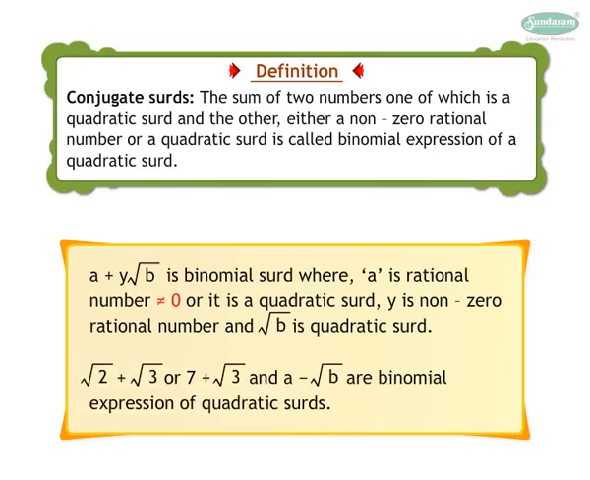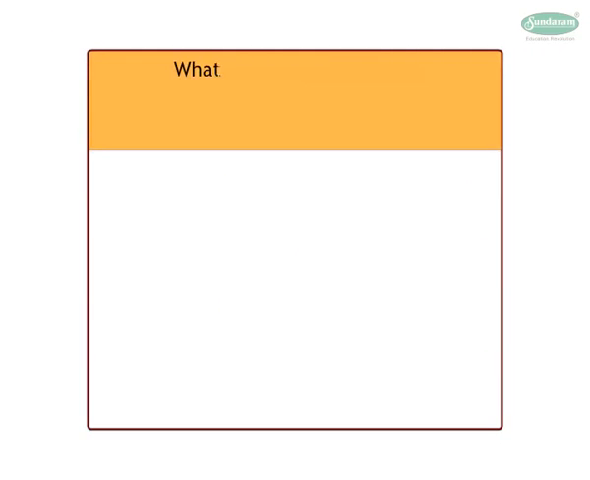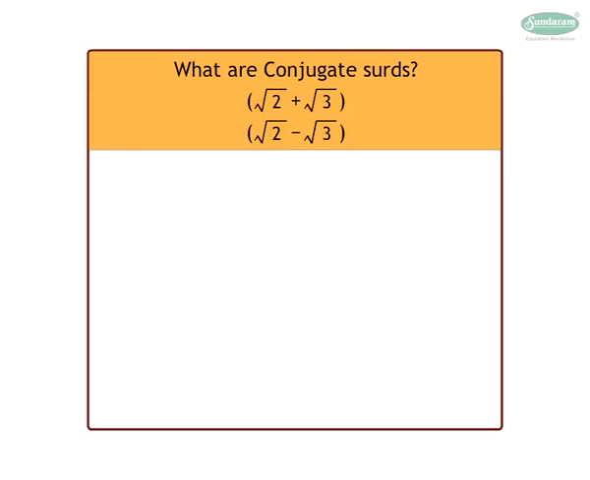Hence, root 2 plus root 3, or 7 plus root 3, and a minus root b are binomial expressions of quadratic surd. Now, what are conjugate surds? When we have a binomial expression of a quadratic surd like root 2 plus root 3, we can have another binomial expression of a quadratic surd which is root 2 minus root 3. Such expressions like root 2 plus root 3 and root 2 minus root 3 are called pairs of conjugate surds.